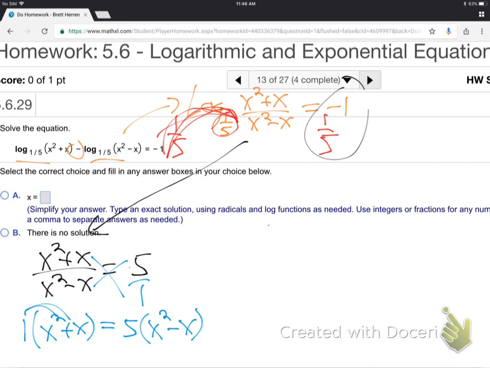And then you distribute, and what do you get? You get x squared plus x. You get 5x squared minus 5x. Before cross multiplying, would you be able to factor it? It's actually okay to factor, but it actually wouldn't be helpful, because if we did that, we would end up undoing it.